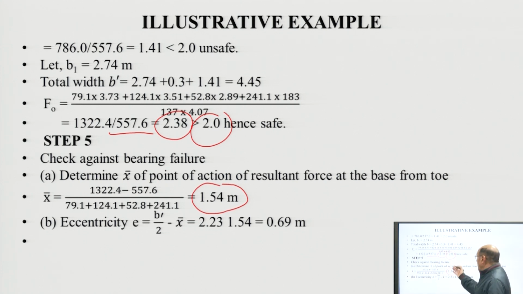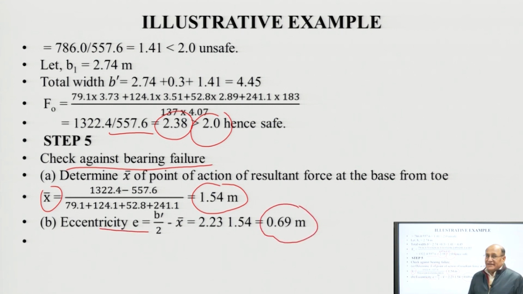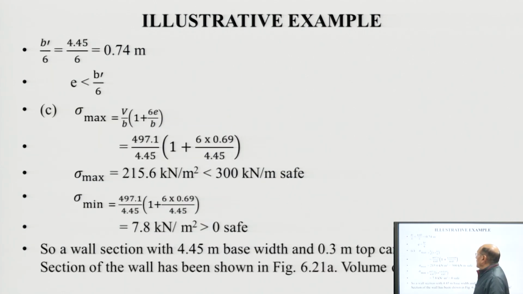Now, come to the step 5, check against the bearing failure, determine the x bar of the point of action of resultant force at the base from the toe. So, x bar we can calculate, that is coming 1.54. So, eccentricity is 0.69. So, B dash by 6 is equal to 0.74. So, E will be less than B dash by 6.